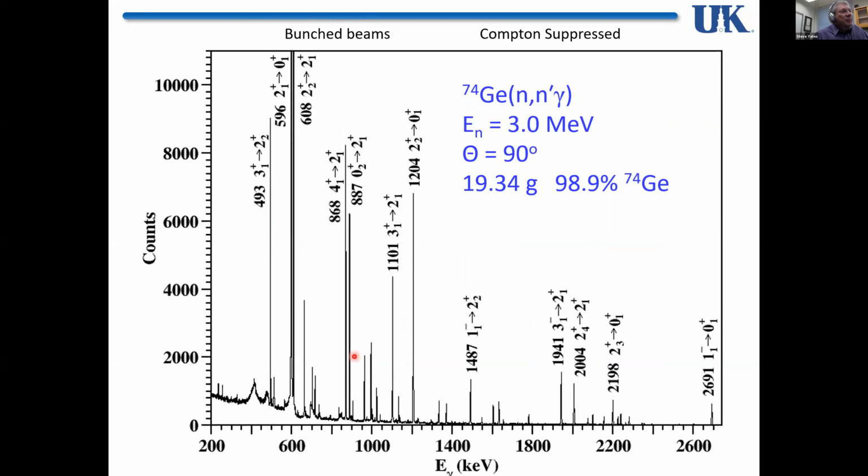Now, this just shows an (n,n' gamma) spectrum, and I show this so that you can see what high quality the data are. You can also see the size of the scattering sample. It's 19 grams of very highly enriched material. And so this is what we require for our measurements.